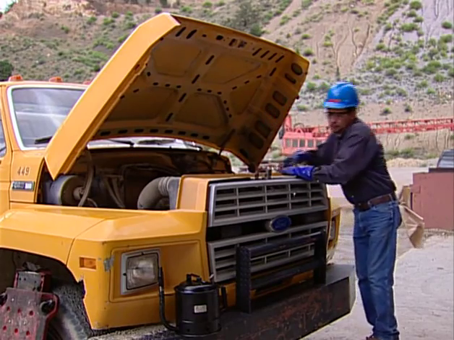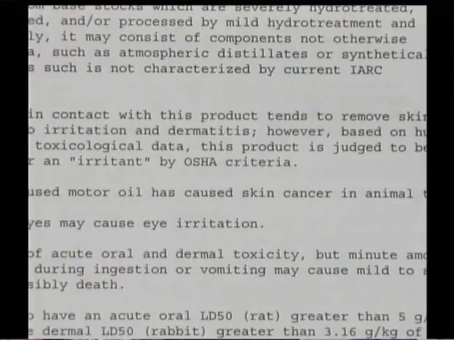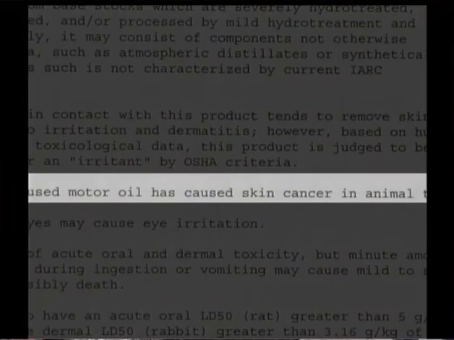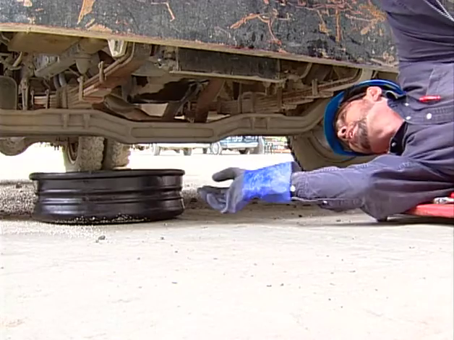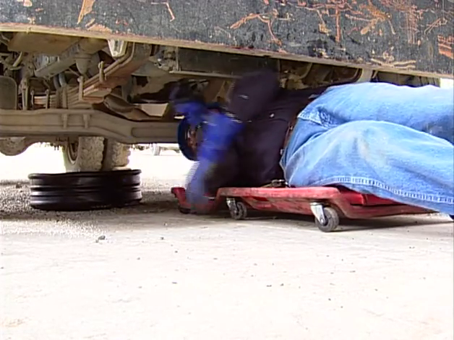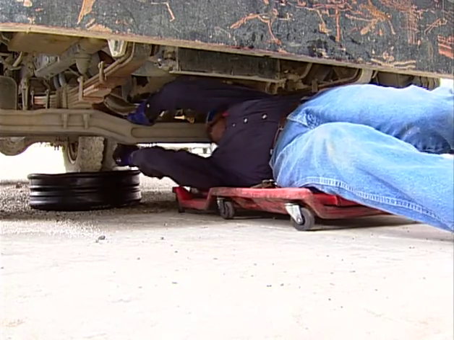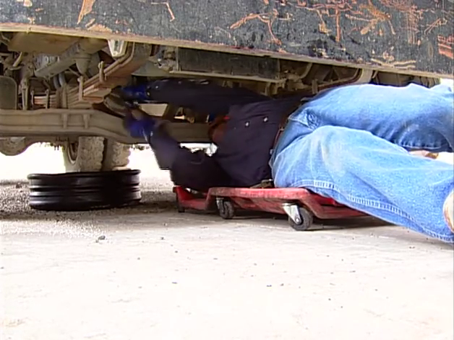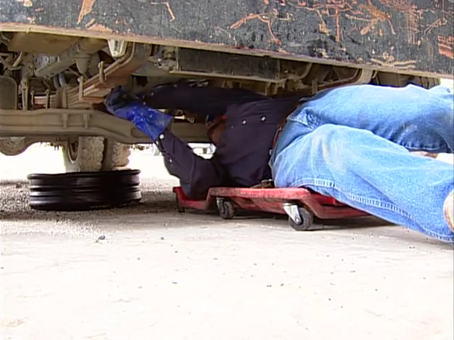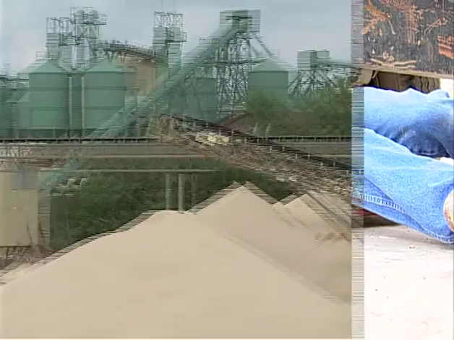What about motor oil? The label says there's no known hazard. The MSDS says that animal studies show used motor oil can cause cancer. Is motor oil a hazardous chemical? When new oil is put in an engine, it's not a hazardous chemical. But used motor oil is hazardous, and you must tell the employees who change the oil on your equipment about the potential cancer hazard.